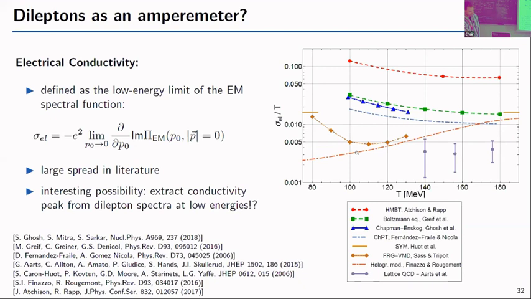And what we did was use this formulation that you see here. So you can define the electrical conductivity as the low energy limit of the EM spectral function. Okay, so zero spatial momentum and zero energy, which also means, of course, that you can possibly get this from experiment by looking at the very low mass, low PT range in dileptons and possibly also photons. Okay, I think I have to conclude.